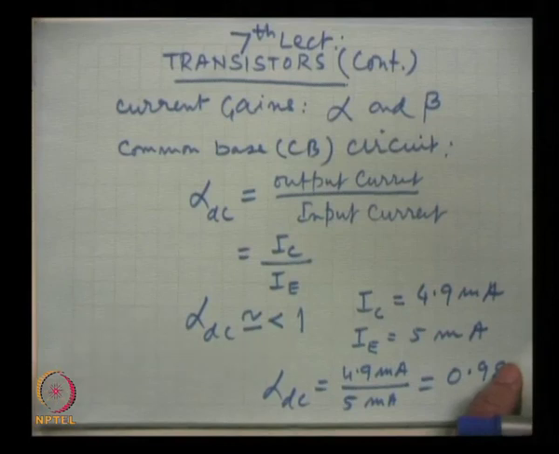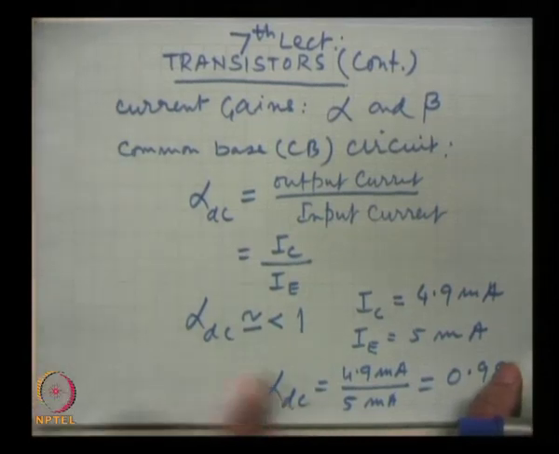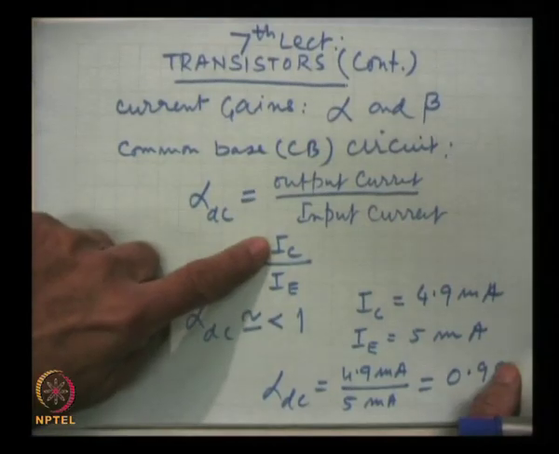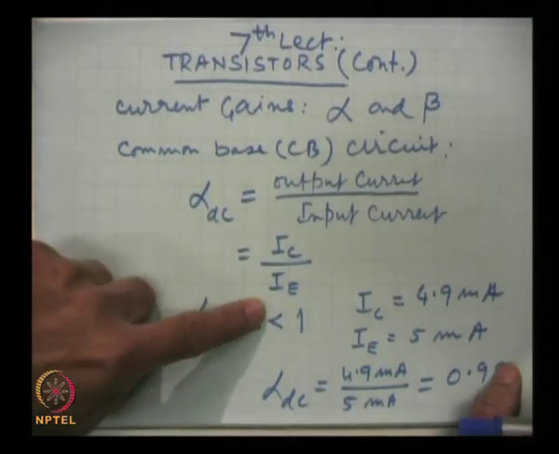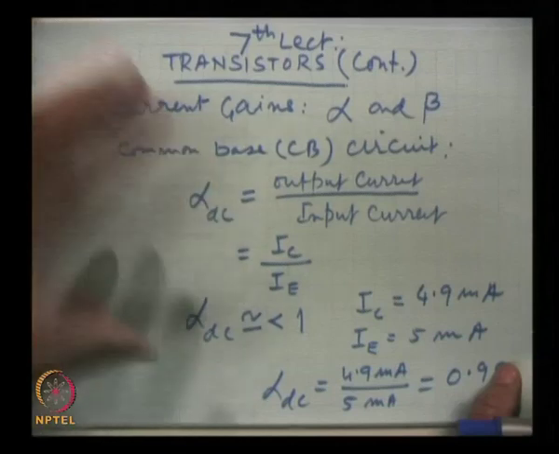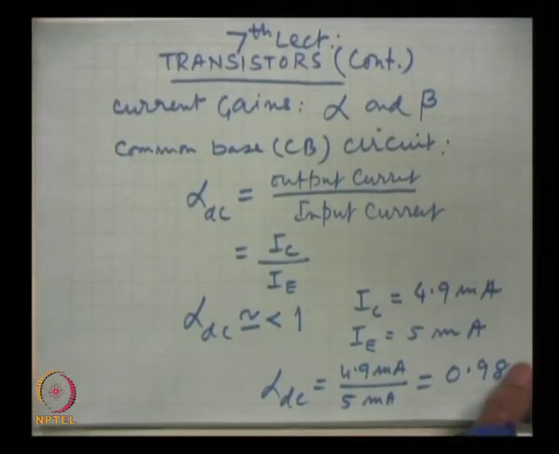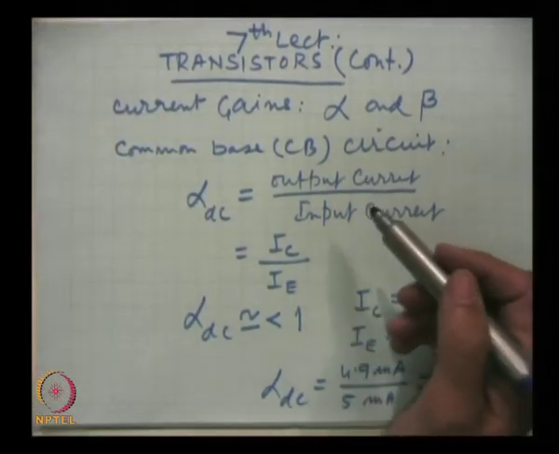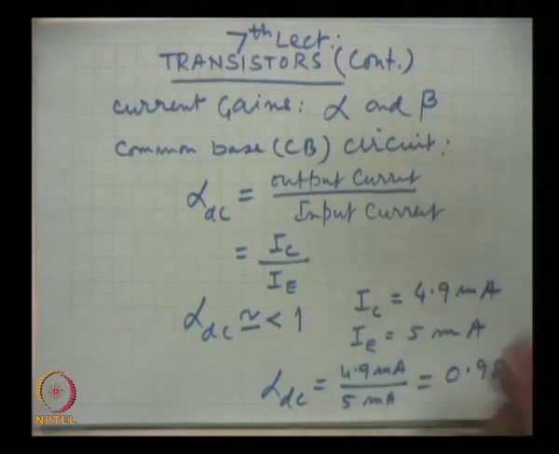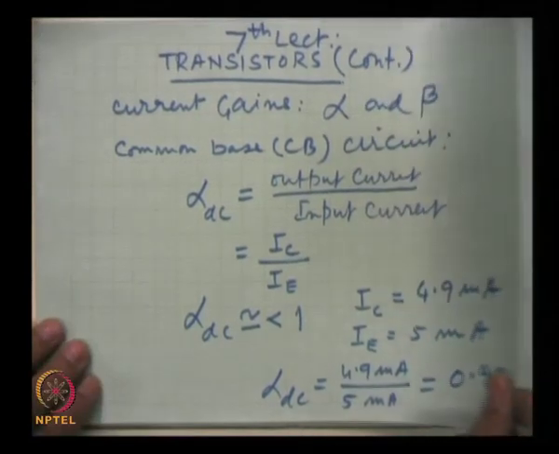So, in fact, in common base there is no current gain, because output current is less than the input current. So, there is a power loss in fact, but still because of this, the ratio is always called the current gain. So, we call it the current gain.